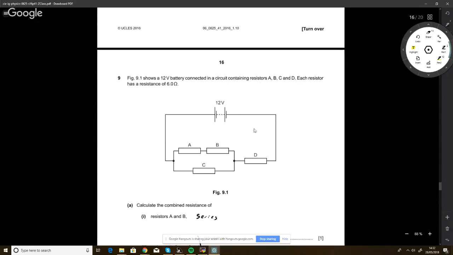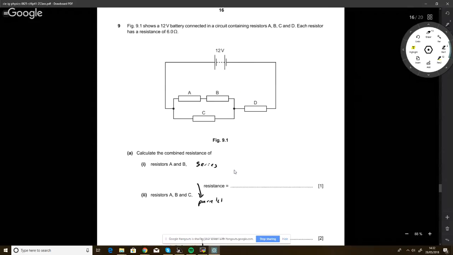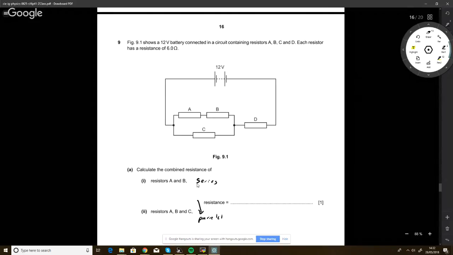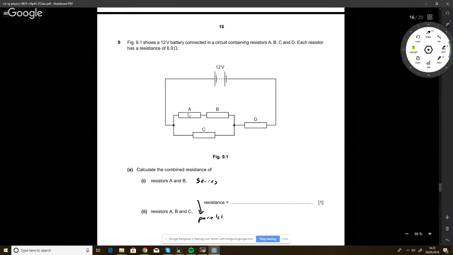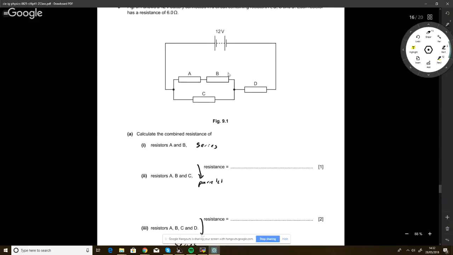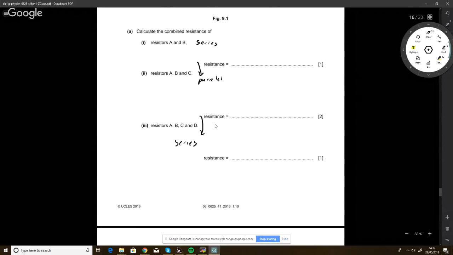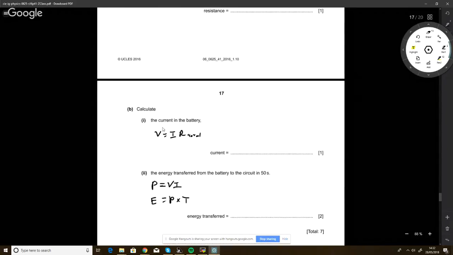All right, this is quite a straightforward question. You just need to apply either series or parallel resistance equations to work out the overall resistance step by step. So if we're looking at resistors A and B, we see that they're just in series, so we add them up. Then if we look at resistors A, B, and C, we use the previous answer as this one's total, and then we use that in parallel this time with the other two. We can then work out the answer. And then we use this whole combined thing in series again with D to work out the overall resistance.